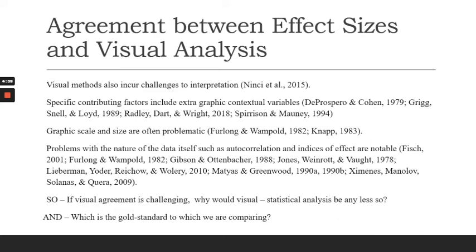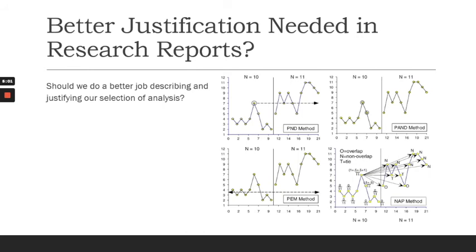So if we have problems with visual analysts agreeing, why would we think a visual analysis and a statistical analysis would match up? And if we're using that, which one is the gold standard? Are we comparing the effect size to the visual analyst, or are we comparing the visual analyst decision to the effect size calculation? I think overall we see a tremendous amount of need for better justification in research reports.